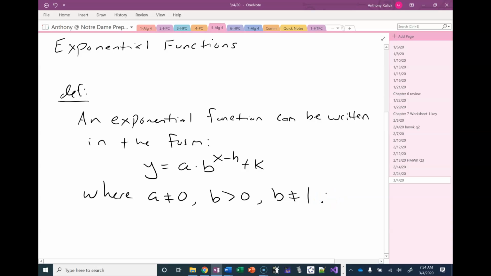So we say that an exponential function can be written in the form y equals a times b to the x minus h plus k, where a is non-zero, b is greater than 0, so it has to be positive, and b cannot also equal 1.